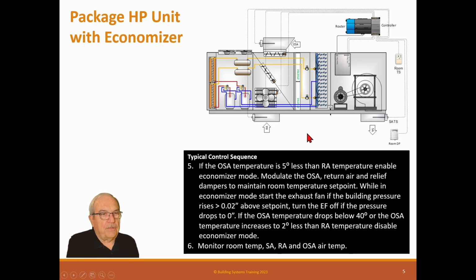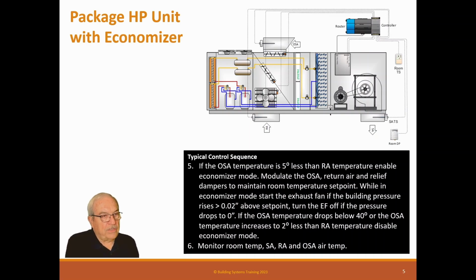If the outside air temperature is 5 degrees less than return air temperature, enable the economizer mode. Modulate the outside air, return air, and relief dampers to maintain the room temperature set point. While in economizer mode, start the exhaust fan if the building pressure rises to 0.02 inches above set point. Turn the exhaust fan off if the pressure drops to 0. If the outside air temperature drops below 40 degrees or the outside air temperature increases to 2 degrees less than return air temperature, disable the economizer mode.